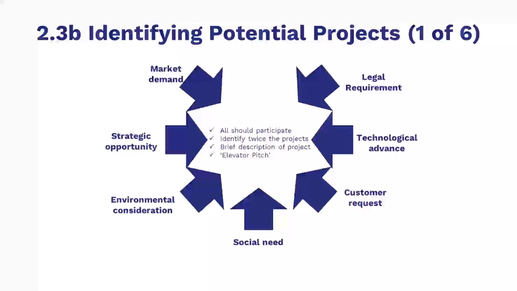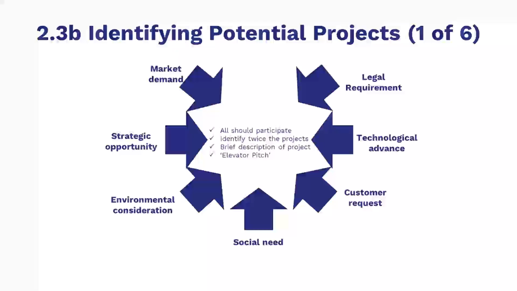Section 2.3b, Identifying Potential Projects. The second part of aligning projects with the firm's goals is to identify potential projects. In general, some potential projects are meant to capitalize upon a strategic opportunity or technological advance. Others may serve a social need, an environmental consideration, a customer request, improving operational efficiencies, or a legal requirement.